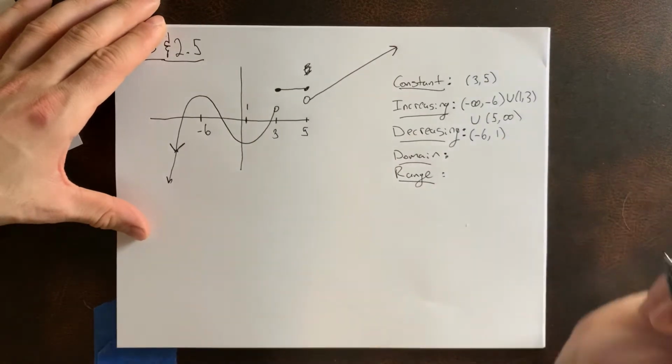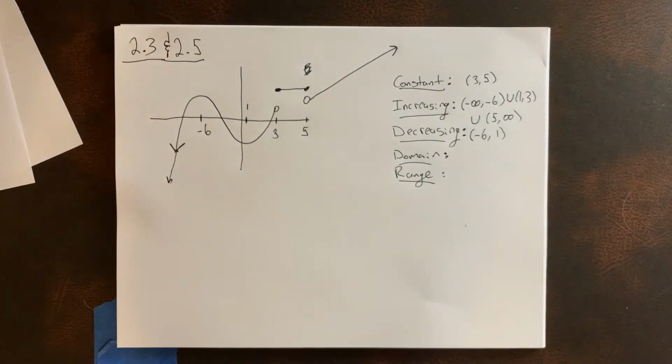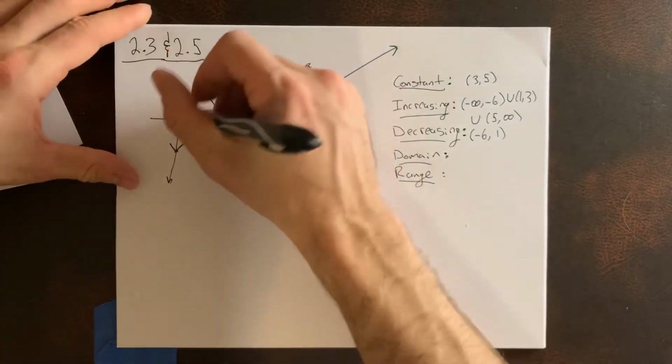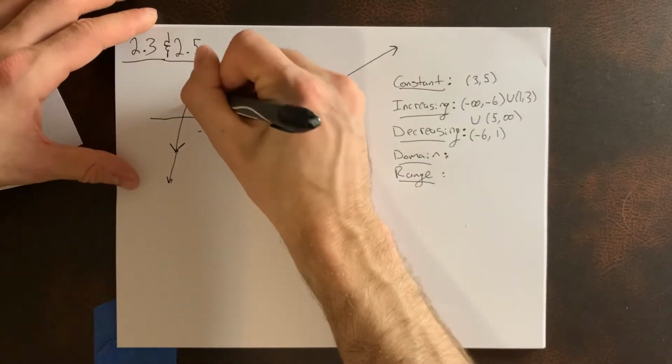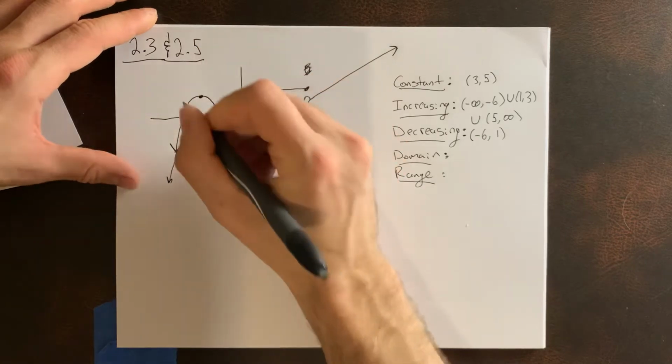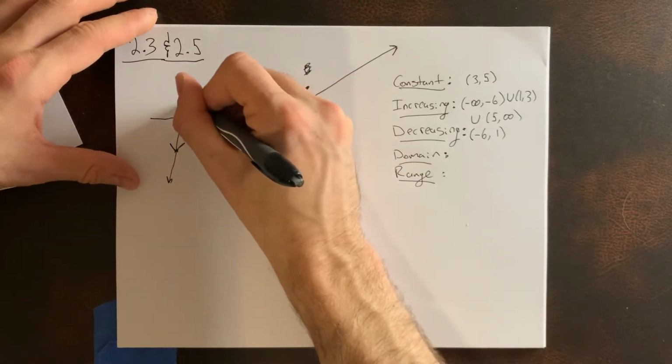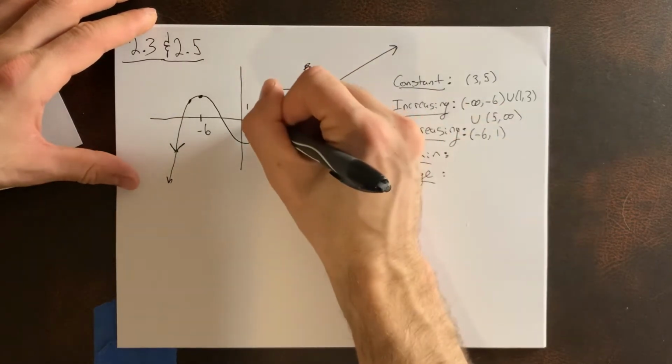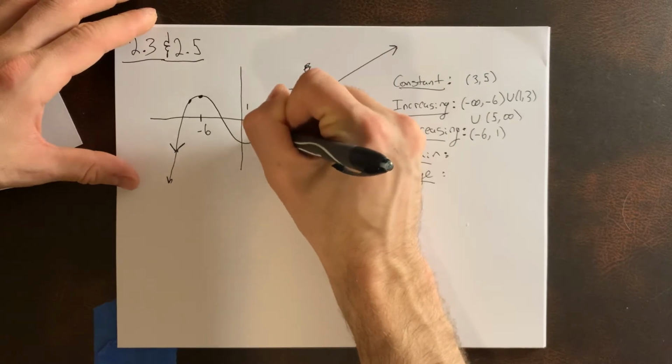All right, so let's talk about what the domain is. The domain is all the x values. What this means is, for example, here's the x value of minus 6. We get this point on the graph. Here's an x value right here. We get this point on the graph. Here's an x value right here. This is the point we get on the graph.